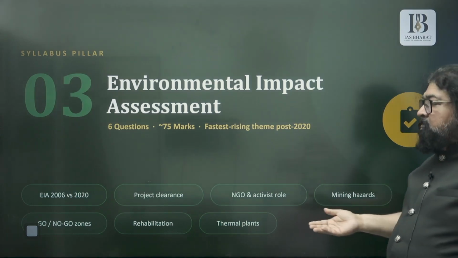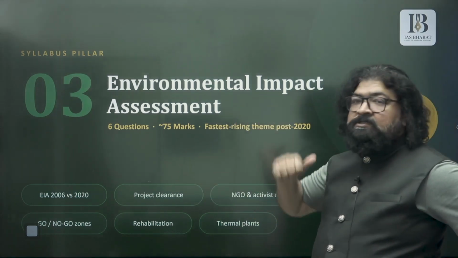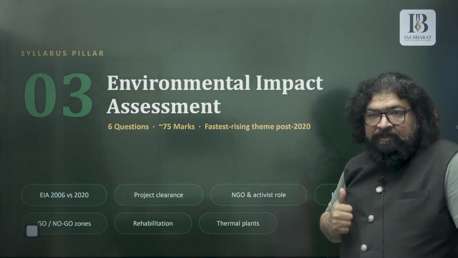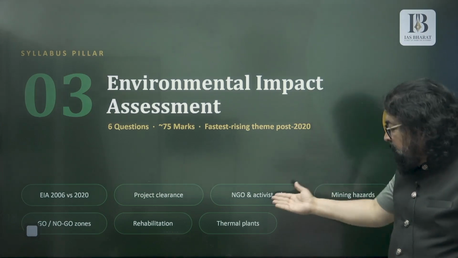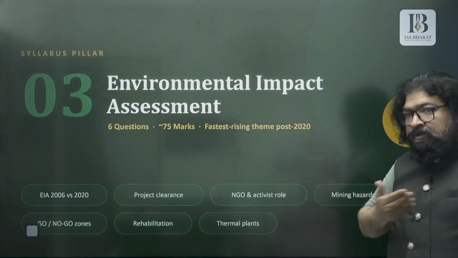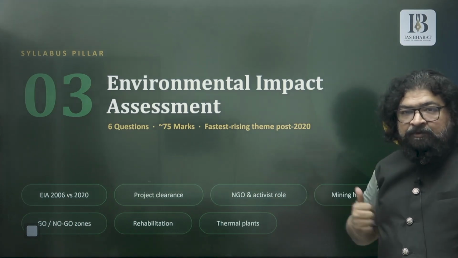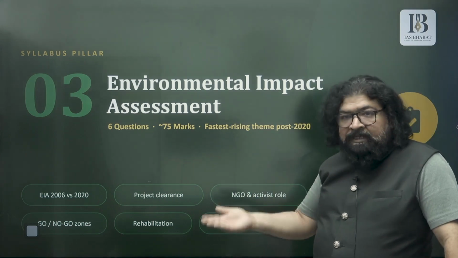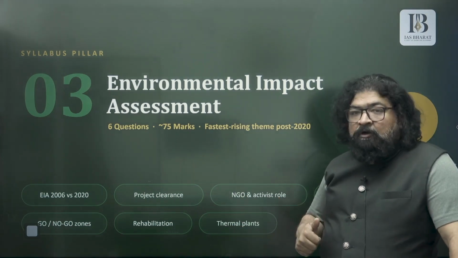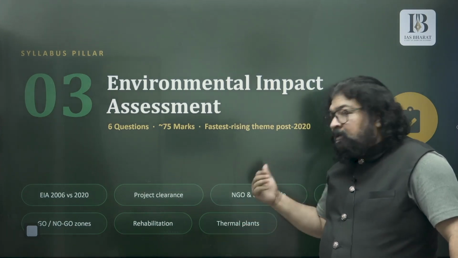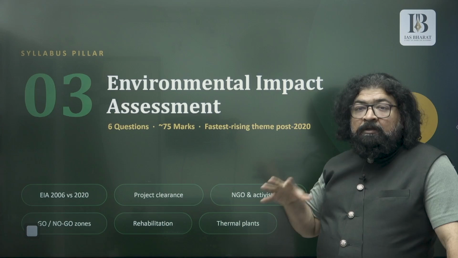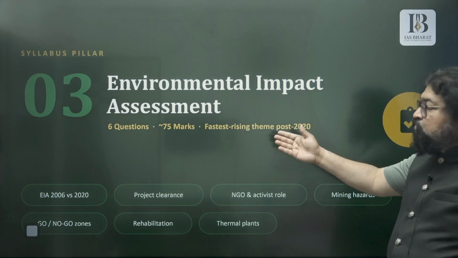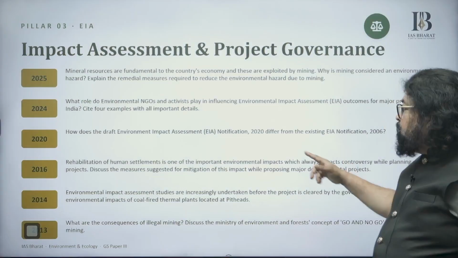Then the EIA part, like EIA 2006 versus 2020. A question has been asked. Project clearance, very involved clearance. A question on the role of NGOs and activists. Nowadays you find a lot of protests going against major projects. Then mining hazards, right? Go and no-go zones for clearance of projects. Then rehabilitation of people affected by projects. Then thermal plants. These are the topics where UPSC has asked questions on EIA. Let's look at the questions here. 6 questions, 75 marks. Fastest rising theme post 2020.